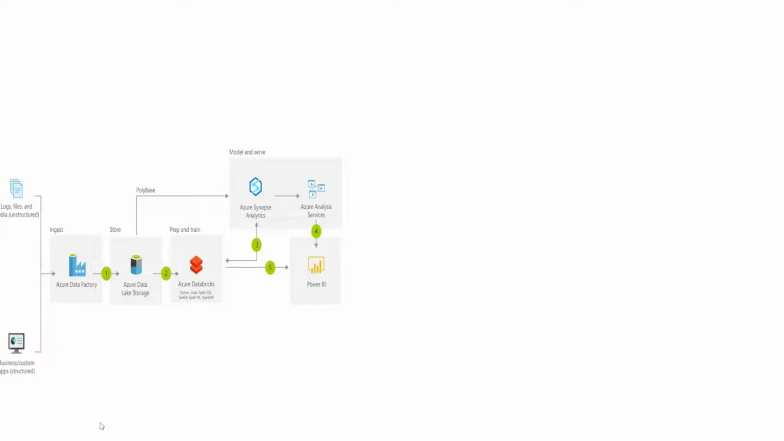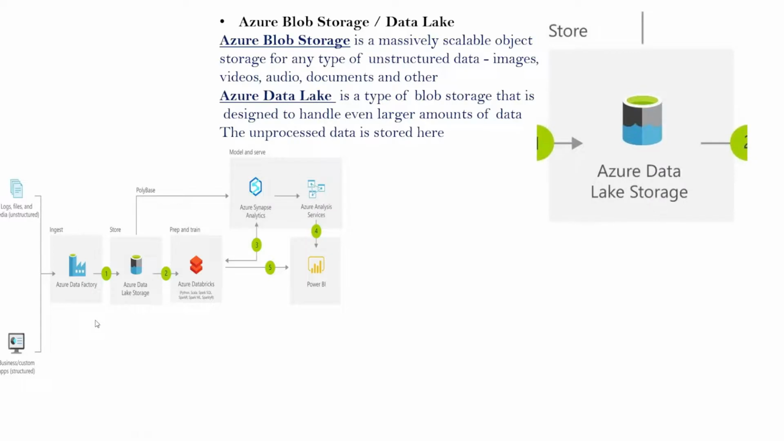So we were deciding these components. We already talked about log files and business custom app. Then we talked about Azure Data Factory, that's the ETL. Then we have a data lake storage. We'll talk about what is data lake. So data lake, Azure blob storage, we also have another example here. It's a massively scalable object storage for any kind of unstructured data.